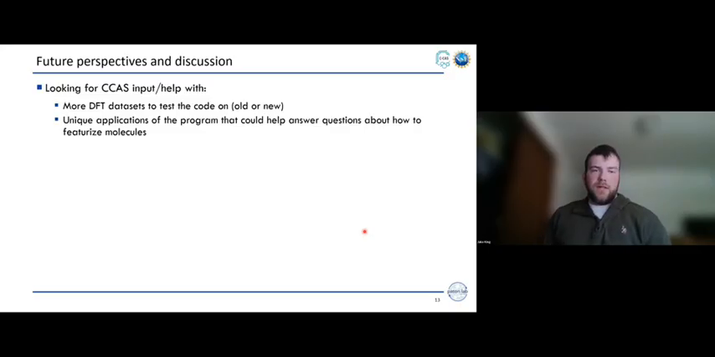So to wrap it up, I just want to throw out the kind of help that I'm still looking for. I'm interested if CCAS folk have some more DFT data sets to test this code on. They could be old or new data sets. I think just with trying to make it as general as possible, I want to be able to test it on as wide a range of calculations as I can. So the more I can test it out, the better. And then I'm also interested if anybody has any unique applications of the program that might be able to help address lingering questions about how to featurize molecules using these QM featurizations.